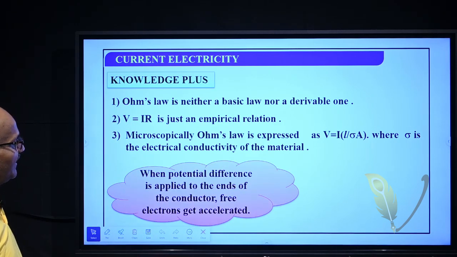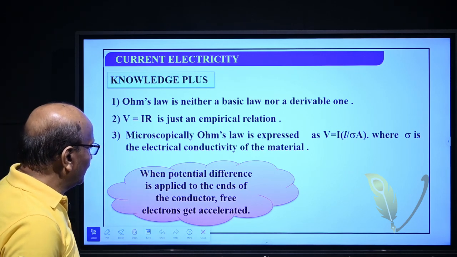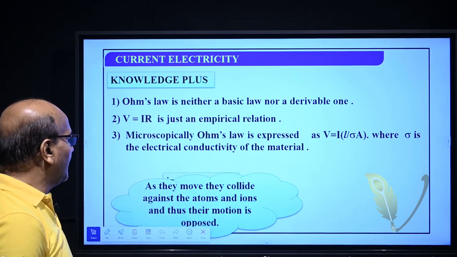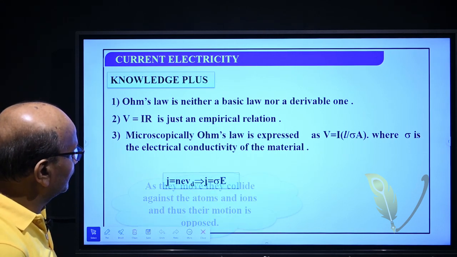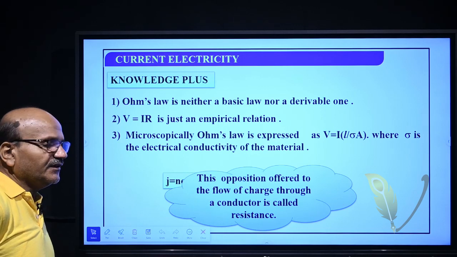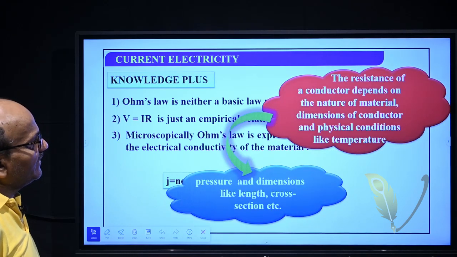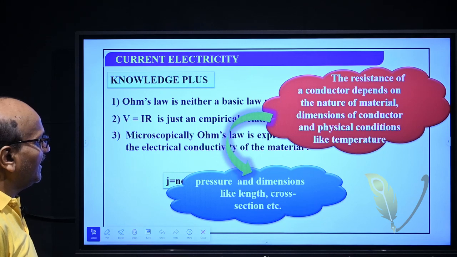When a potential difference is applied to the ends of the conductor, the free electrons get accelerated. As they move, they collide against the atoms and ions, and thus their motion is opposed. This opposition offered to the flow of charge through a conductor is called resistance. So the resistance of a conductor depends on the nature of the material, dimensions of the conductor, and physical conditions like temperature, pressure, and dimensions like length, cross section, etc.